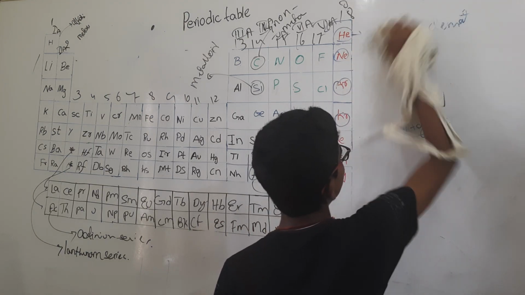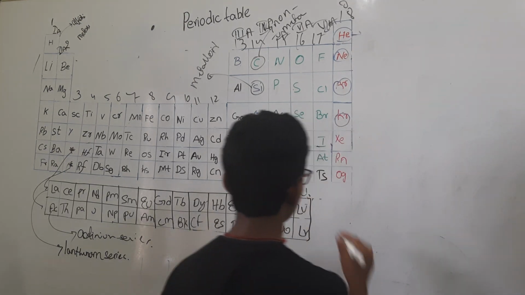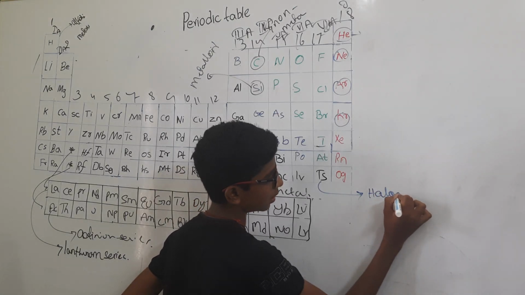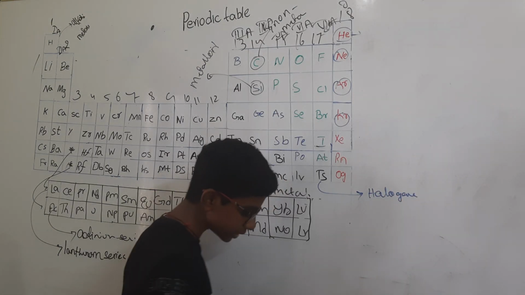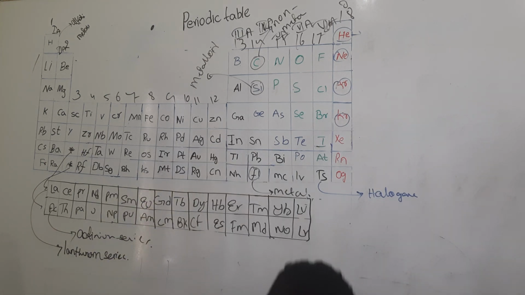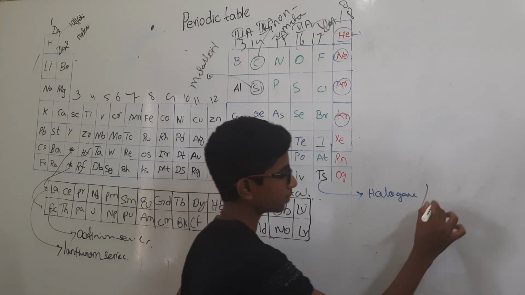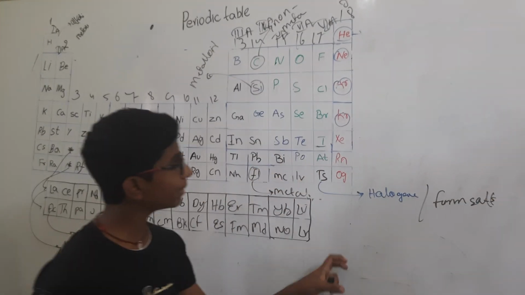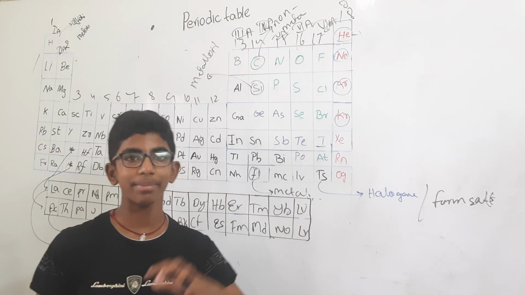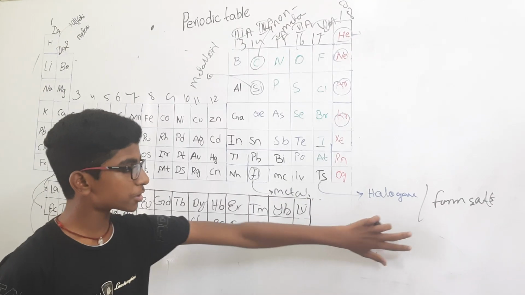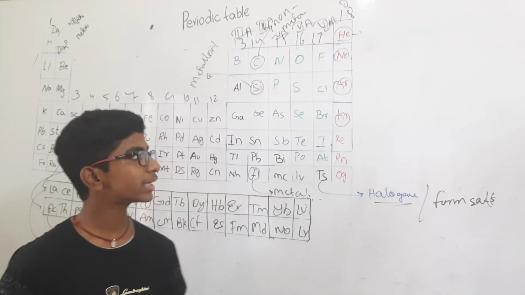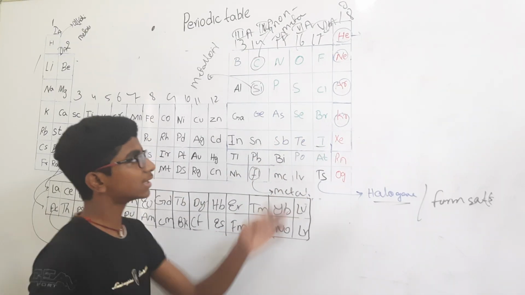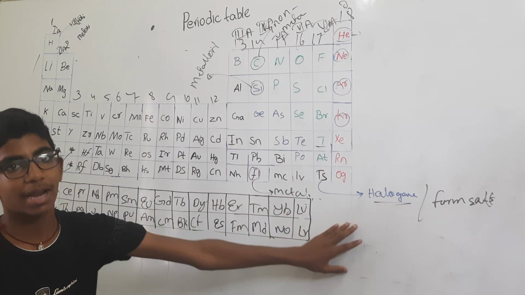This group is also known as halogens. Halogens means those which form salts. The elements which combine with other elements or metals to form salts are known as halogens. Okay? In this group we have fluorine, chlorine, bromine, iodine, astatine. These are the main elements present in the halogens.